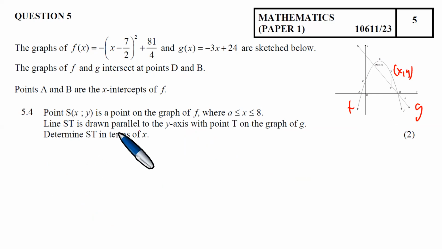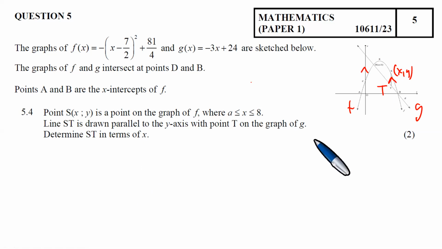Line ST is parallel to the y-axis. I know this graph looks a bit smaller, with point T on the graph of g. Point T is somewhere here, and the graph of g is the straight line graph. Determine ST in terms of x.